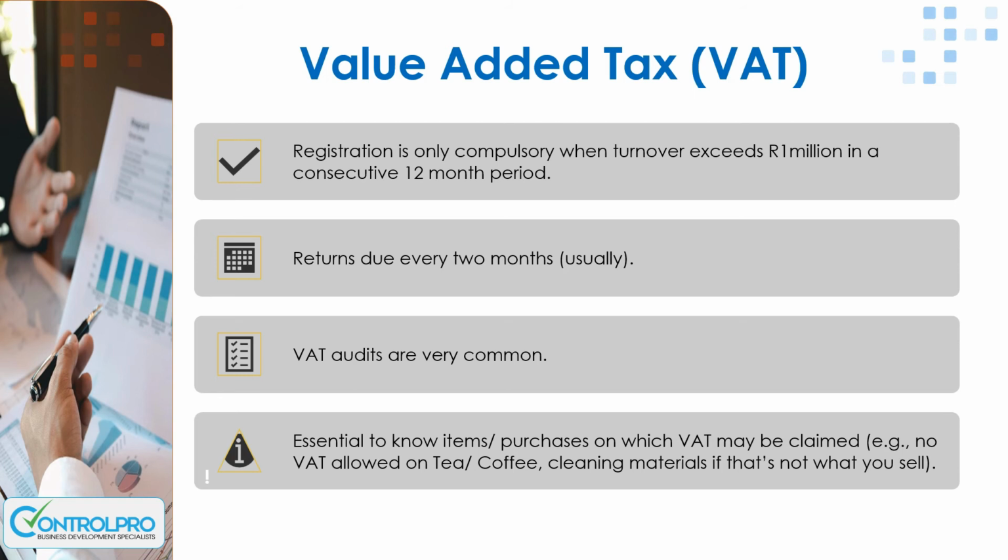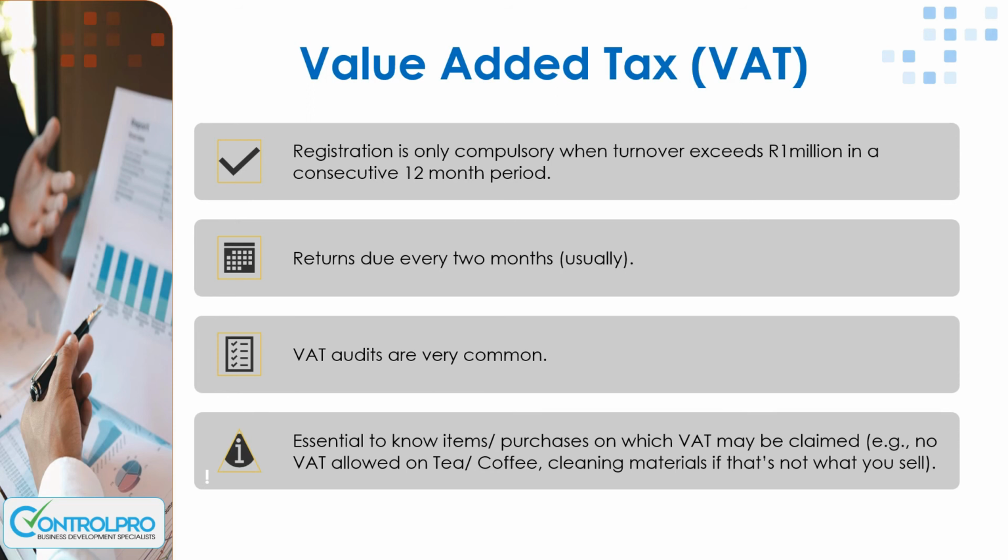When they look at VAT that you've claimed, you need to make sure that you know which items or purchases can be claimed on. So, for instance, your tea and coffee and cleaning materials, which are your office expenses, you cannot claim VAT on that. And the reason is because you're only paying VAT for what you sell. So if you're not in the business of selling boxes and boxes of teas and coffees and cleaning materials, then that's not your regular business, and that's not what you're paying VAT on. So you're not allowed to claim the VAT on that.